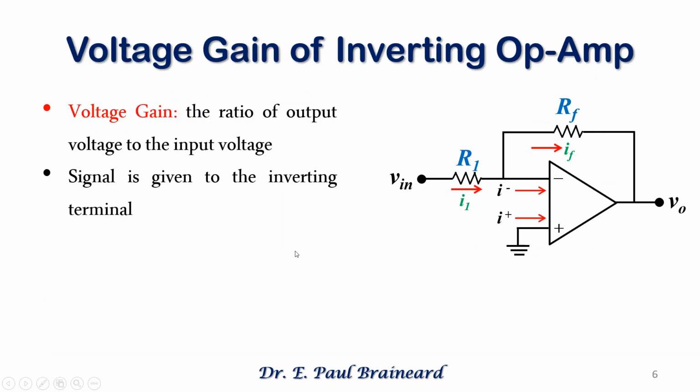Now let us derive the expression for the voltage gain of inverting op-amp. Voltage gain is defined as the ratio of output voltage to the input voltage. Here signal is given to the inverting terminal.